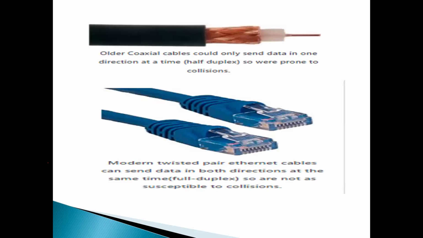Now see this one. This is basically twisted pair cable, and this is coaxial cable. This is part of network media. Network media can be wired or wireless.